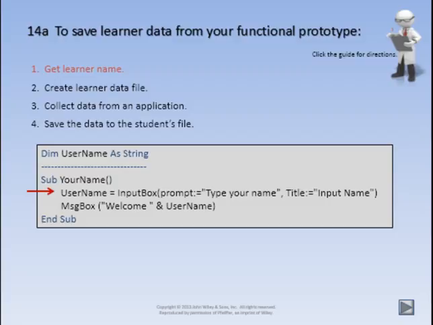The first command gets the user name by providing an input box with the prompt, type your name. This input box stores the name that is typed in the variable username. The second command merely displays a welcome message. This macro was attached to the name button that appears on this screen. When the name button is clicked, the username macro is executed. Please go to the next slide to learn how to create a learner data file.